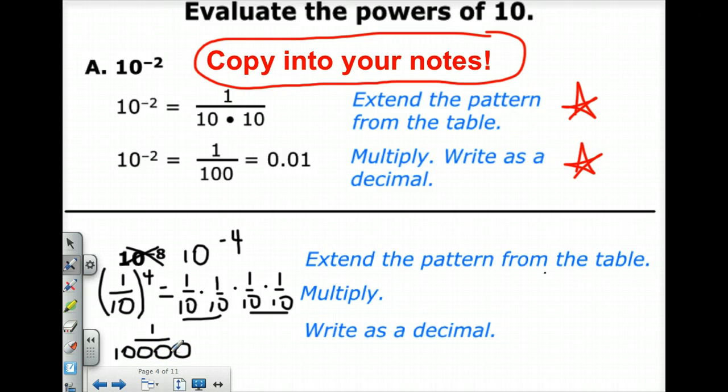Put your comma in. Remember, start from the right, move to the left. So 1/10,000th. And now we want to write that as a decimal. 1/10,000th. That was easy, wasn't it? Let's go ahead and move on.